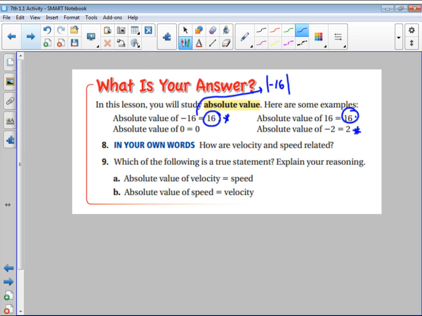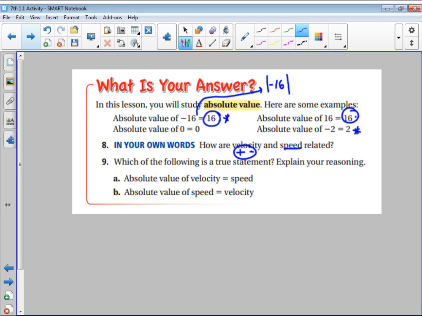In your own words, how are velocity and speed related? So how can we give a relationship between those? Well, remember, speed is going to tell how fast something is. I'm not going to write this down on the board. I'm just going to go over it verbally. Speed is going to tell you how fast. Velocity is going to include that direction of the positive or the negative. Okay, and that's how they're related. They both will have that numerical value and that label of miles per hour or whatever. But the velocity is going to include that direction of whether it was a positive or a negative direction.